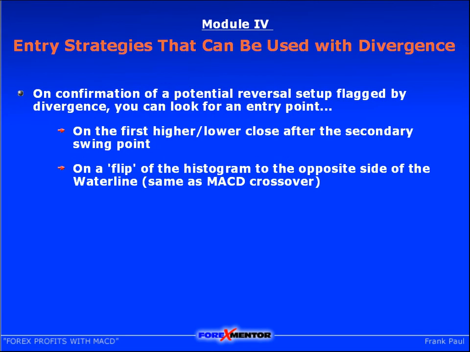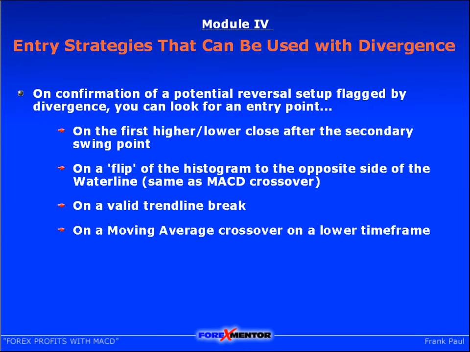We can look for a simple flip of the histogram to the opposite side of the waterline, which is the same as a MACD crossover. We can look for a valid trendline break. We've seen examples of that already. We can look for a moving average crossover on a lower time frame or an indicator confluence of some other type on a lower time frame. So let's look at chart examples of each of these now.